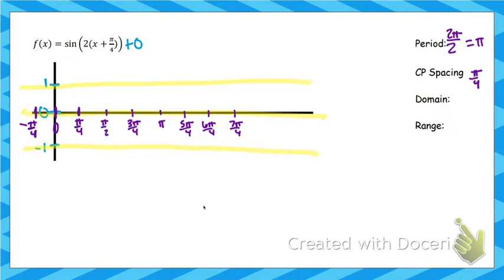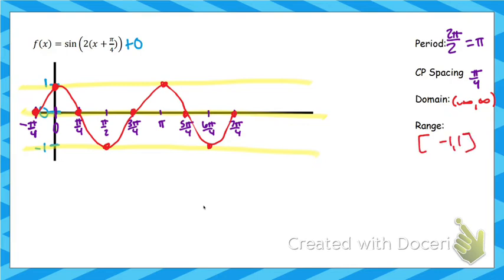All right, now we're going to draw our sine function. So sine starts in the middle. So the first x-axis value that we marked is a middle point. The next point we marked goes up. And then we're just going to keep following that pattern. So every point we've marked on the x-axis is either a middle point, a high point, or a low point. And we just follow our pattern. Domain is negative infinity to infinity. Range, negative 1 to 1.